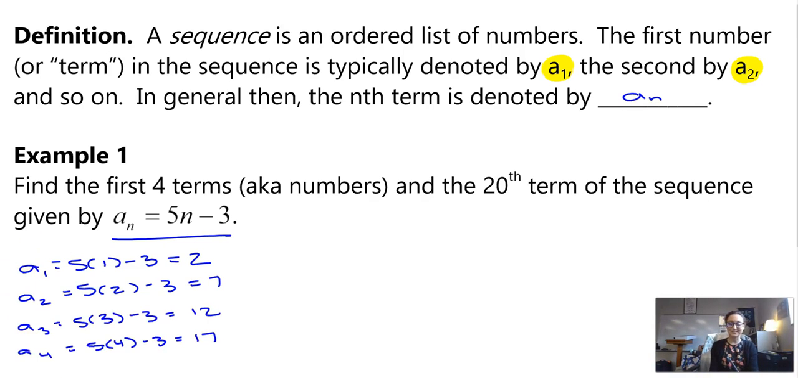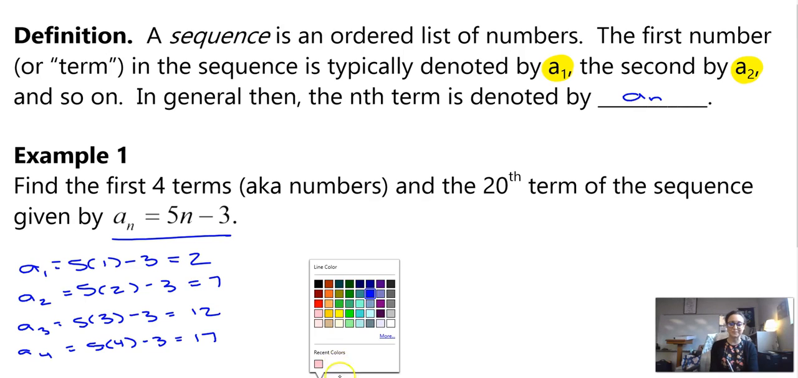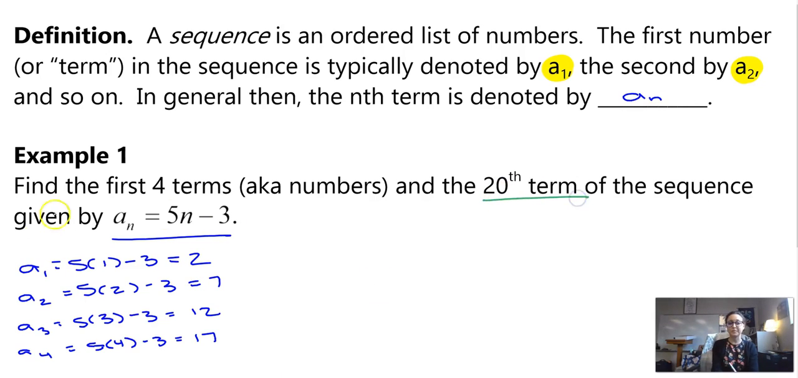So you should have gotten 12 and 17. If you didn't, go ahead and pause and make any corrections that you need to. Now it also says find the 20th term. What's nice about sequences written in a general format like this is I just find my 20th term by plugging in 20 for n, right? I don't have to know the previous terms. So this would be 5 times 20 minus 3, and that'll be 97.